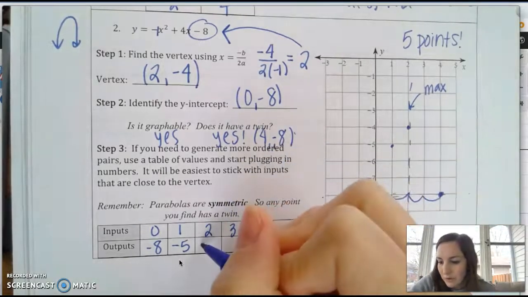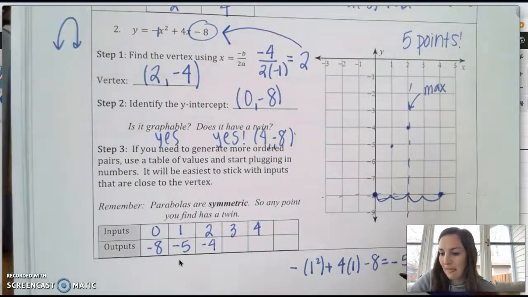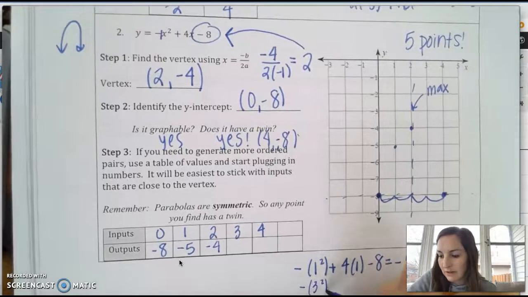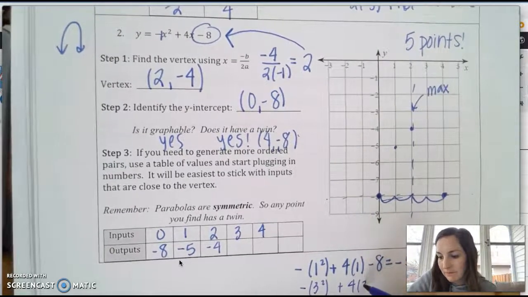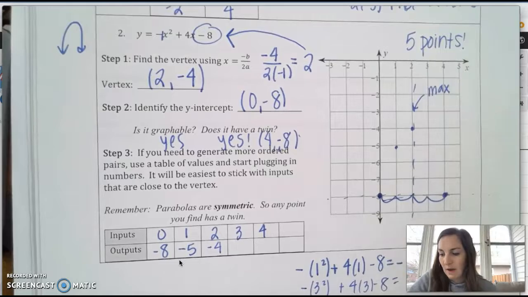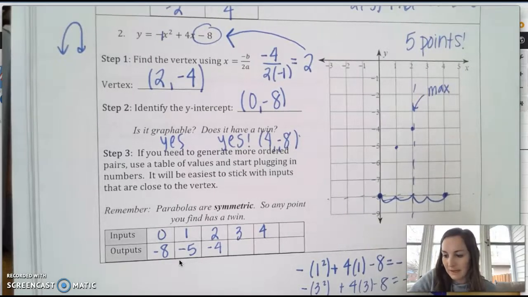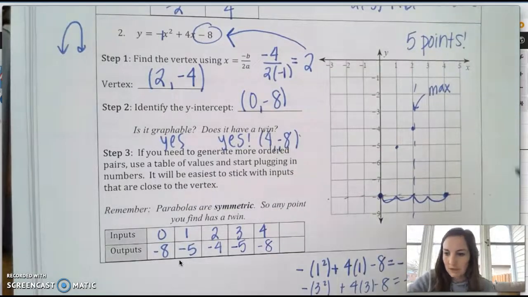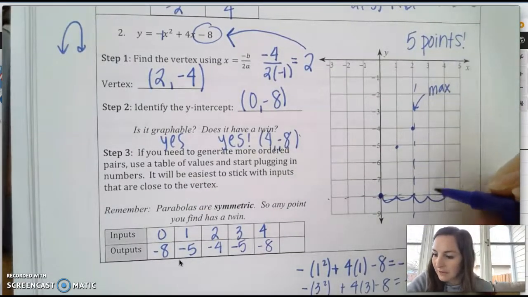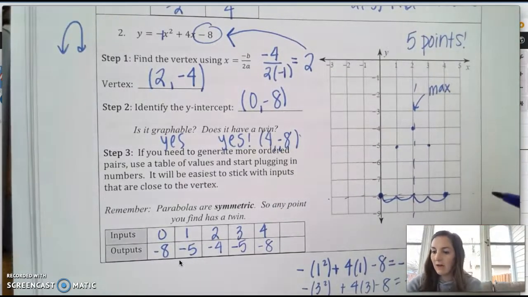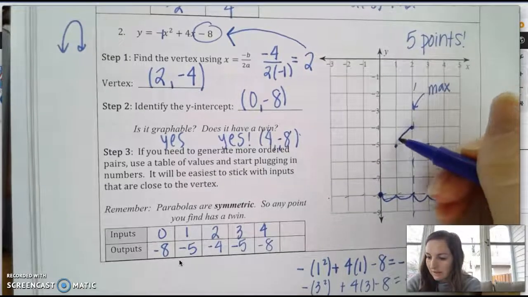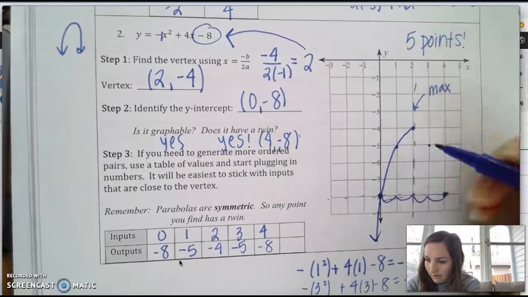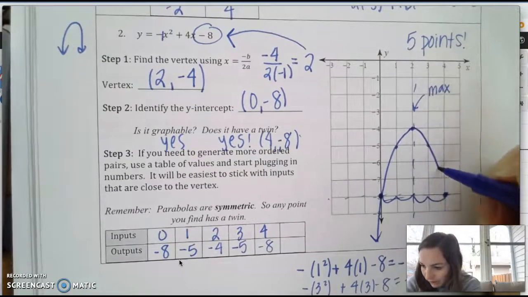Next, we already know 2 is -4. And 3 should mirror, right? If I plug in 3 squared, I'll get a -9 plus 12 minus 8, which gives me, again, -5. So this should mirror. So I have another point at 3, -5, and I've already graphed 4, -8. So I graph this. I want a curve.